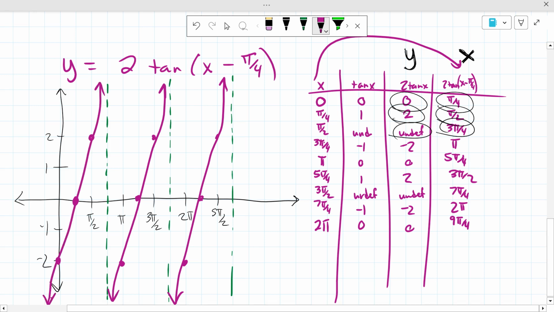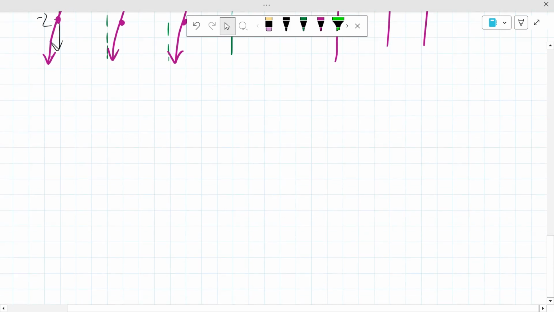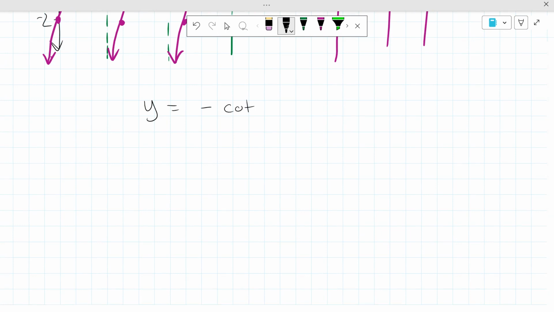Okay, see how that worked? Okay, that's my final graph. Let's do one more, and then I'll unleash the assignment on you. It won't be that many problems. Let's do this. Y equals negative cotangent of x minus pi over 2, plus 1.